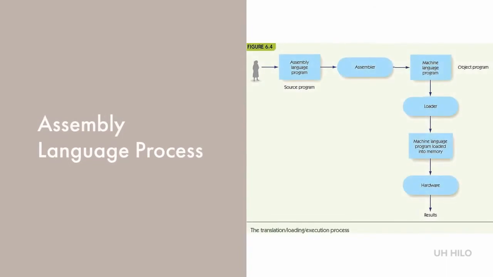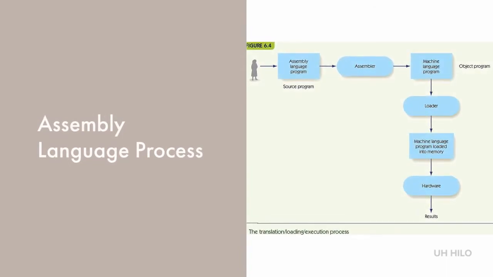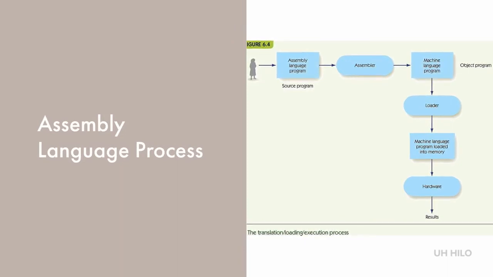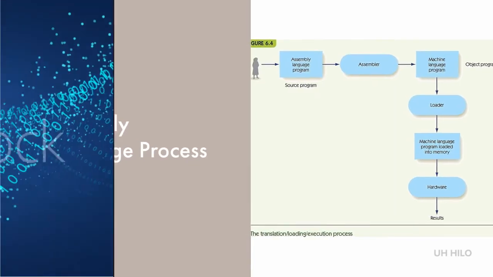The assembly language process begins with the programmer creating a source program in assembly language. The assembler translates the source program to an object program in machine language. The loader places the object program in memory, and the hardware runs the object program.